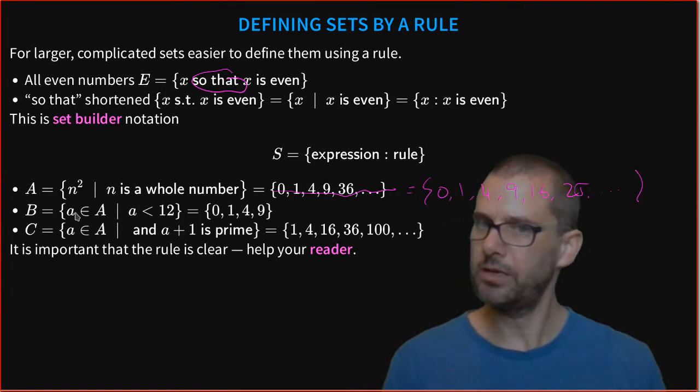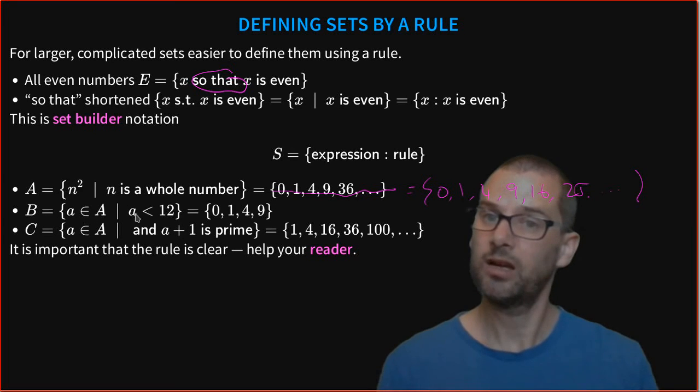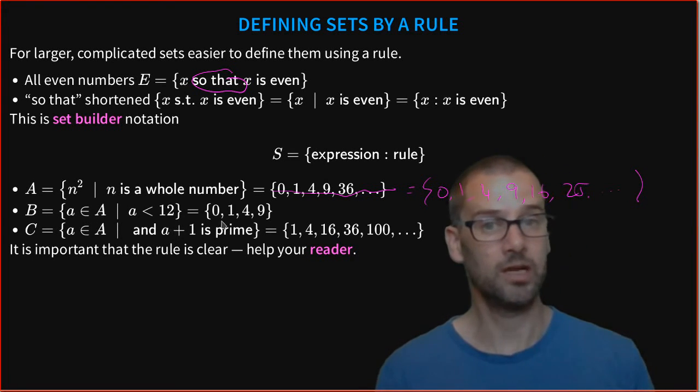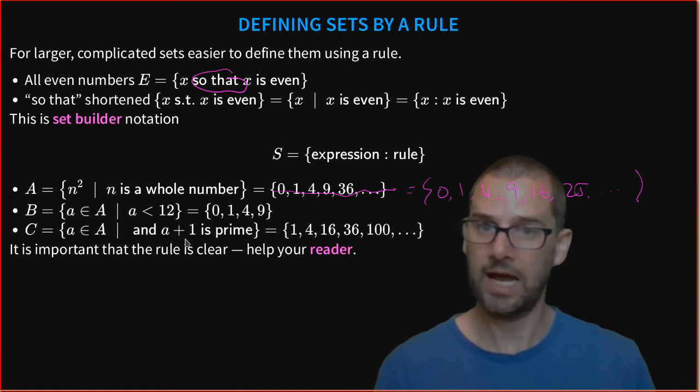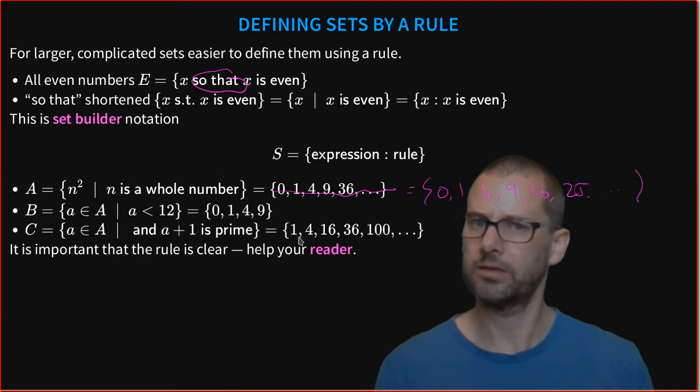We can write B here is the elements of A that are less than 12. So it's just going to be the numbers 0, 1, 4, and 9. We can write A so that A plus 1 is a prime. Well, we'll have to think about this a bit. 2 is a prime, 5 is a prime, 17 is a prime, and so forth.